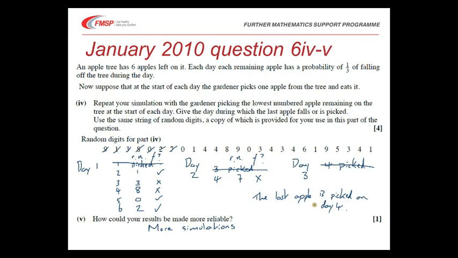In part 4, again, there's a method mark for applying the simulation correctly, and 2 accuracy marks, again losing 1 for each error that you make, and a final mark here for saying the last apple is picked on day 4. And then finally, as it often is in these questions, there's 1 final mark for saying more simulations.